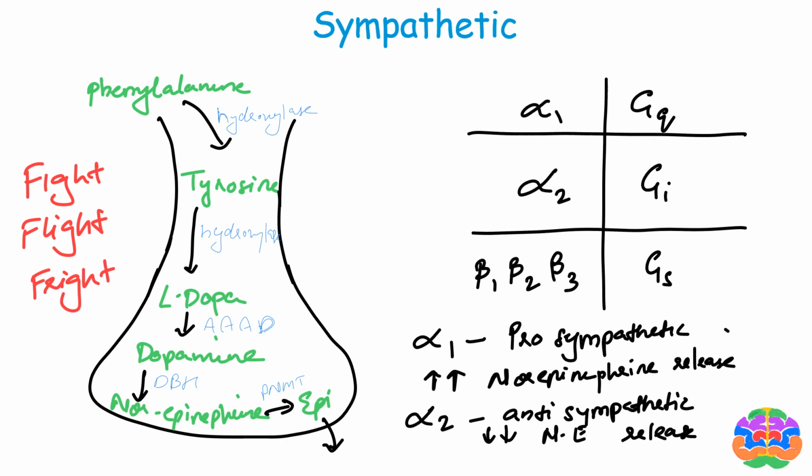Sympathetic receptors are mainly of two types, alpha and beta. Alpha can be divided into alpha 1 and alpha 2, whereas beta into beta 1, beta 2, and beta 3. Alpha 1 receptors are activated by GQ coupled effector molecules, whereas alpha 2 is GI coupled, whereas all beta receptors are GS coupled receptors. Alpha 1 is pro-sympathetic, that is, it increases norepinephrine release, whereas alpha 2 is anti-sympathetic, it decreases norepinephrine release.